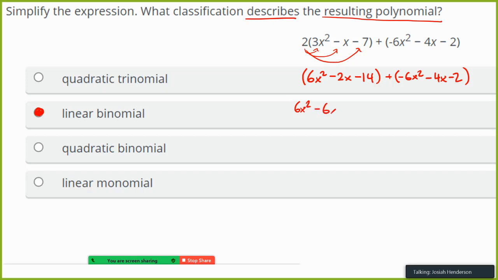6x squared minus 6x squared. I got that from the first poly and the second poly, matching like terms. Those cancel. It's gone. Negative 2x plus negative 4x. So I'm going to write it as negative 2x minus 4x. Negative 6x. That's what you said. Good. And then negative 14, negative 2 is negative 16. Nice job. So what you're left with is this business, negative 6x minus 16.